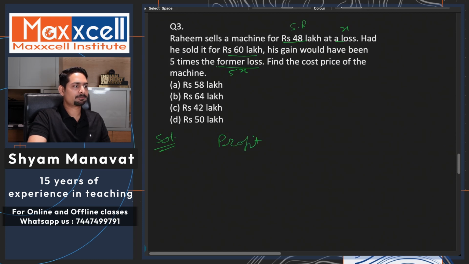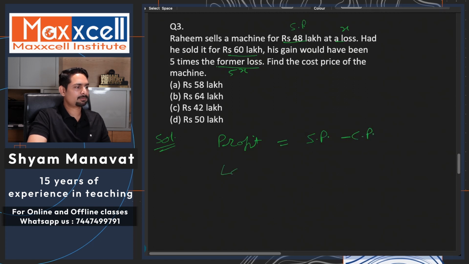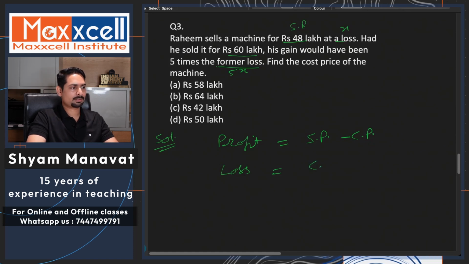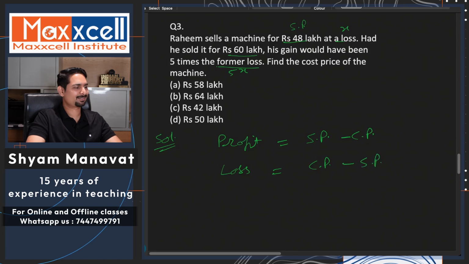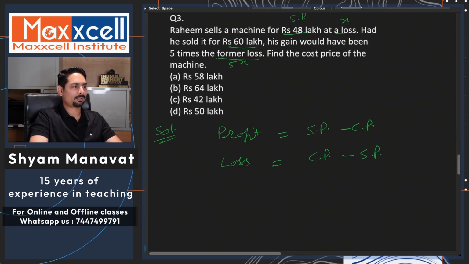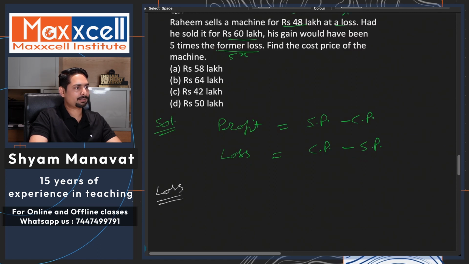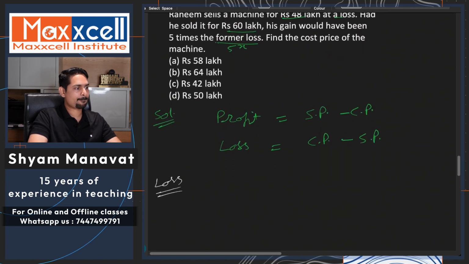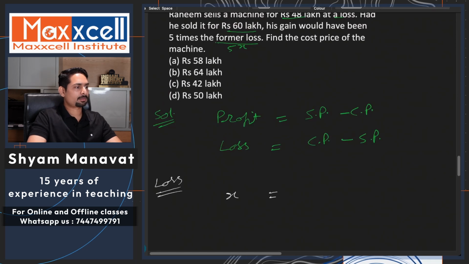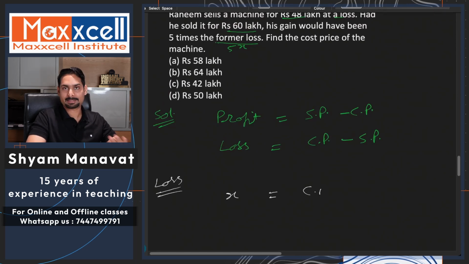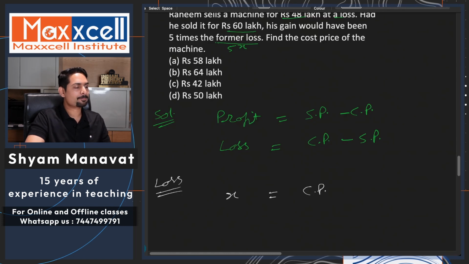So profit is equal to the difference of selling price and cost price. Loss is equal to the difference of cost price and selling price, because in loss cost price is more, selling price is less. Okay. Now in the first case we have loss. In the first case where the selling price is 48, we have loss. So I will take the loss formula and say, okay, loss which I have assumed to be X equals cost price, which I don't know. Let's keep it as cost price. We need to find the cost price only, minus selling price, 48.